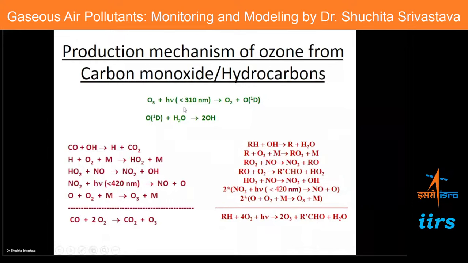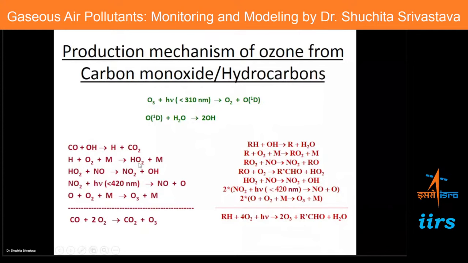Ozone photodissociates at wavelengths less than 310 nanometers and produces an oxygen molecule and an oxygen radical in an excited state. And this radical reacts with water vapor to produce hydroxyl radical. Now this hydroxyl radical is called the detergent of the atmosphere. This reacts with carbon monoxide or hydrocarbons present in the atmosphere and gives rise to HO2 radical or RO2 radical. Here R stands for an ethyl or methyl type group. It defines every hydrocarbon.